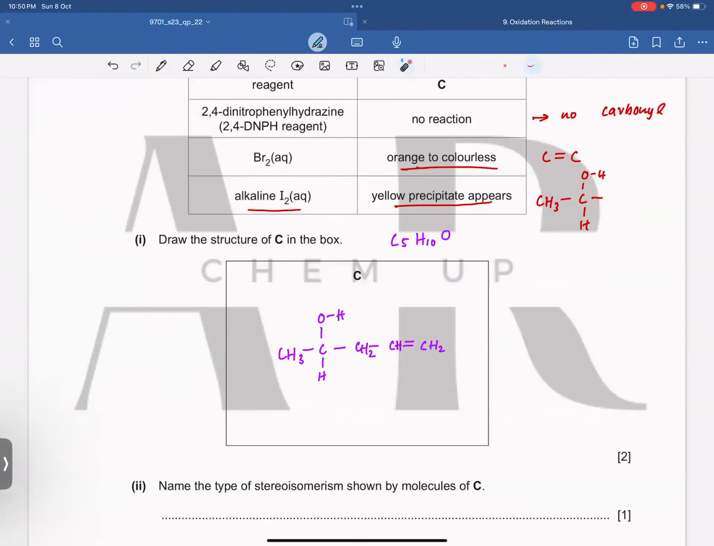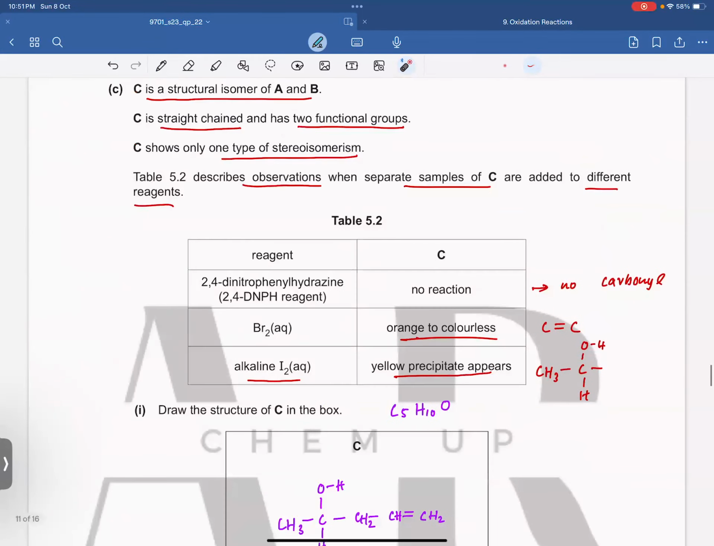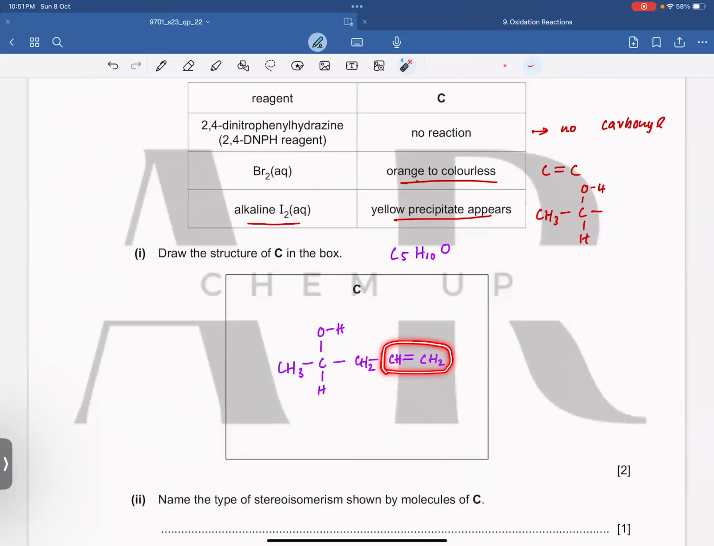This is going to be the structure. And see, this carbon is a chiral carbon, so it is going to show us optical isomerism. And the double bond is on the terminal, so it means there will be no cis and trans isomerism, right? And why did I put the double bond on the terminal and not here? Because if I had put a double bond over here, then it could show optical isomerism and cis and trans both. But here it indicates that it shows one type of isomerism. So that is why I have to put the double bond on the terminal, not in the middle. Okay.